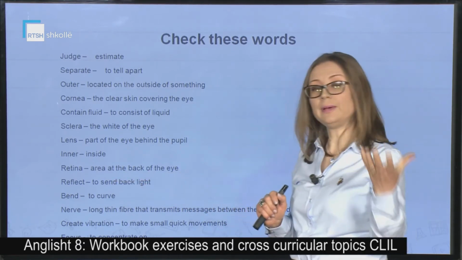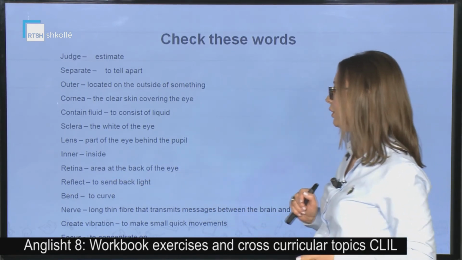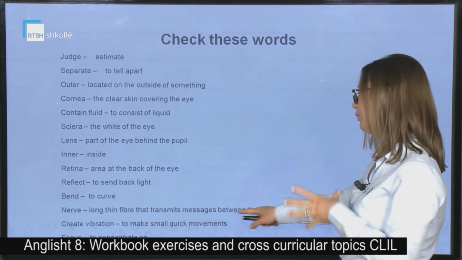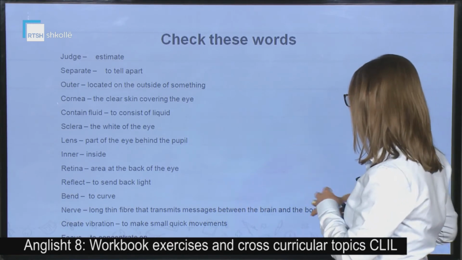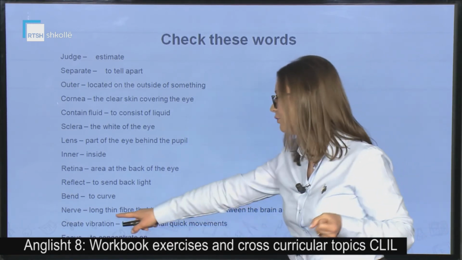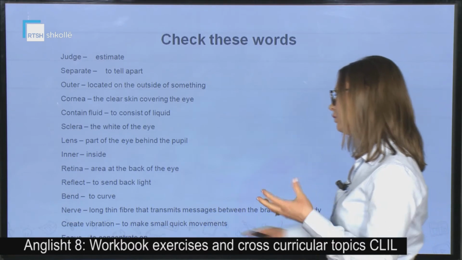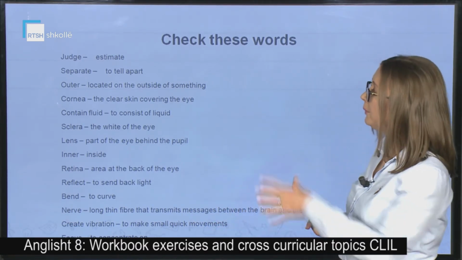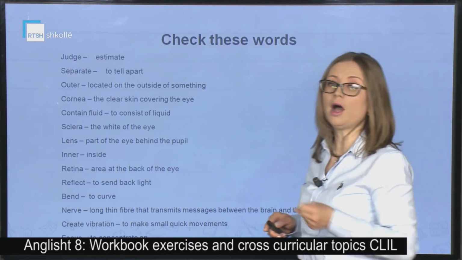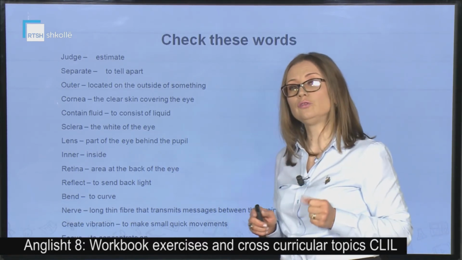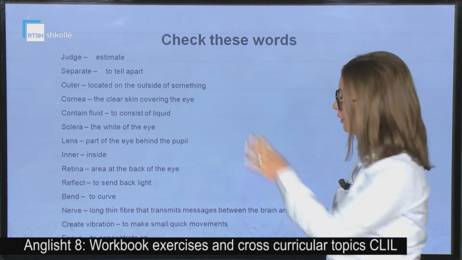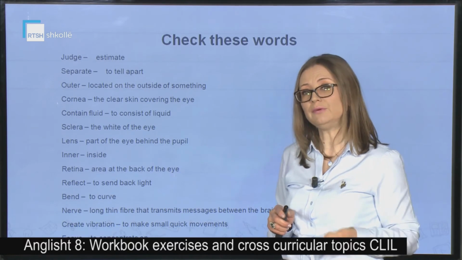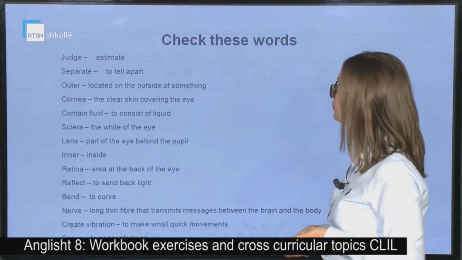Reflect, to send back light, pra të reflektoj. Bend, to curve. Nerve, long thin fiber that transmits messages between the brain and the body, pra nervat. Create vibration. And focus, to concentrate on, pra të fokusohesh. These were some of the new words we went through together in the text. Be careful with those words because we're going to use them in some other exercises together.